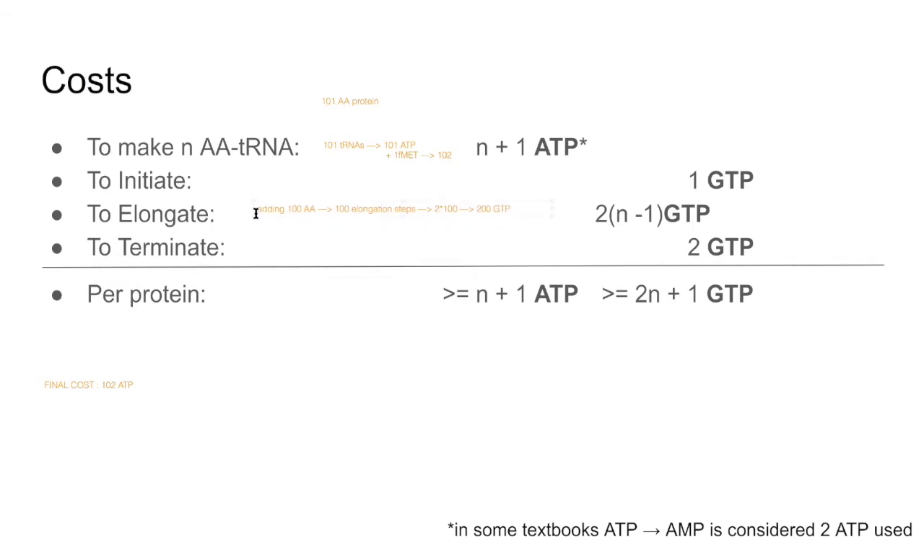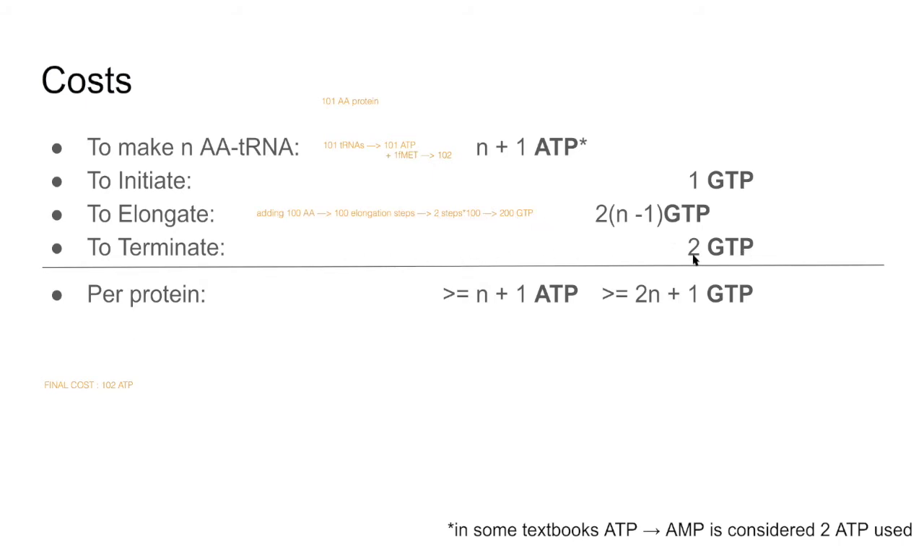If you didn't want to do that mental math, you can just plug and chug using this equation: 2 times (101 minus 1) is 200, with n being the length of the protein. If you want the logic, if you have a 101 long protein, you add 100 times. So 100 elongation steps, each step has 2 GTP, hence 200 GTP.